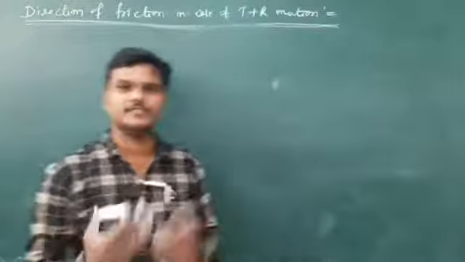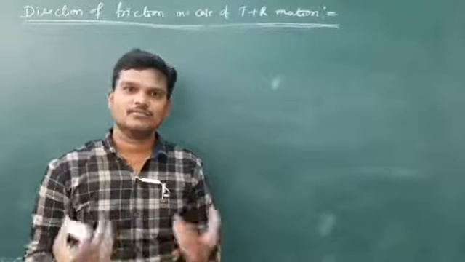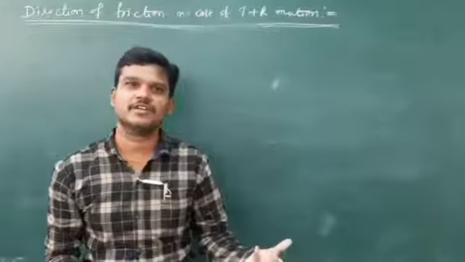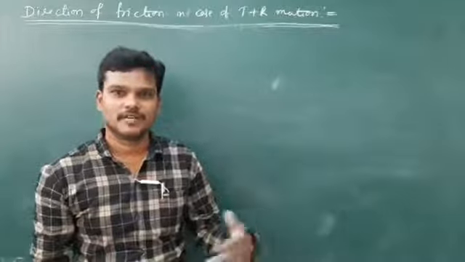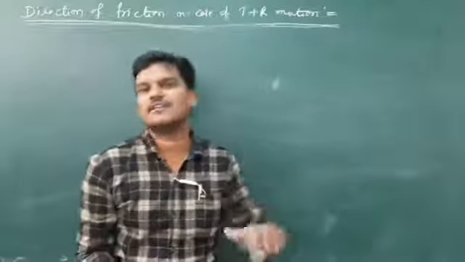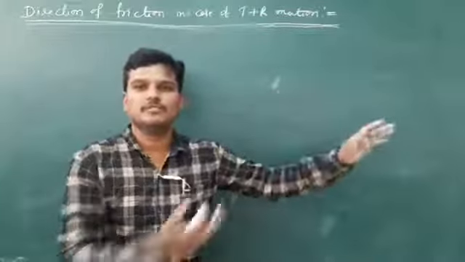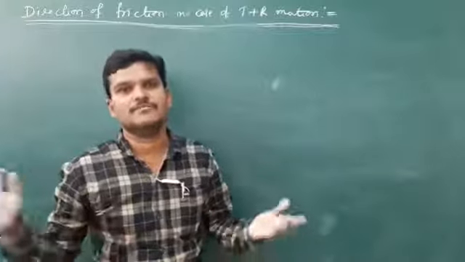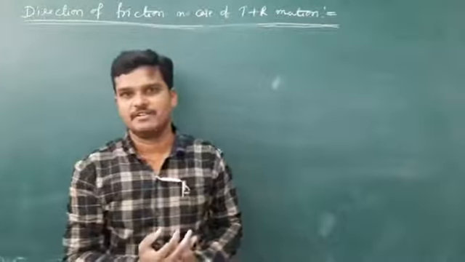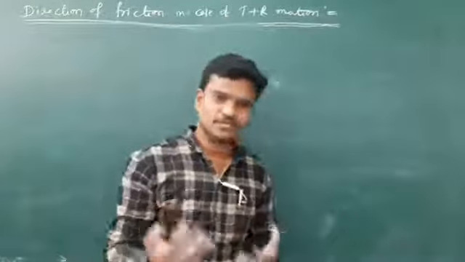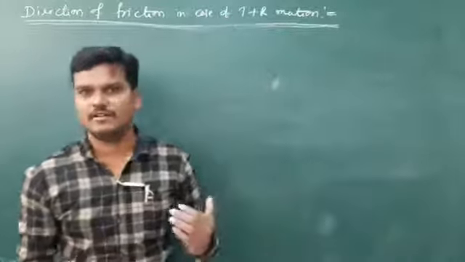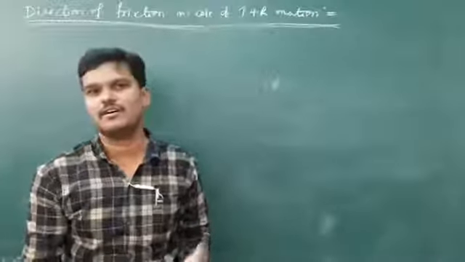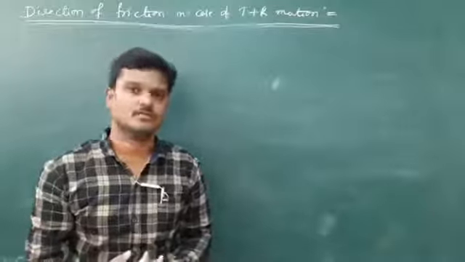Generally, in case of a rolling motion, that means a body which rolls on a horizontal rough surface, if the acceleration of the body is greater than r alpha, then the body moves forward and frictional force will act backwards. If acceleration is less than r alpha, frictional force acts in the forward direction. And you know the condition for pure rolling: a equals r alpha, otherwise v equals r omega.